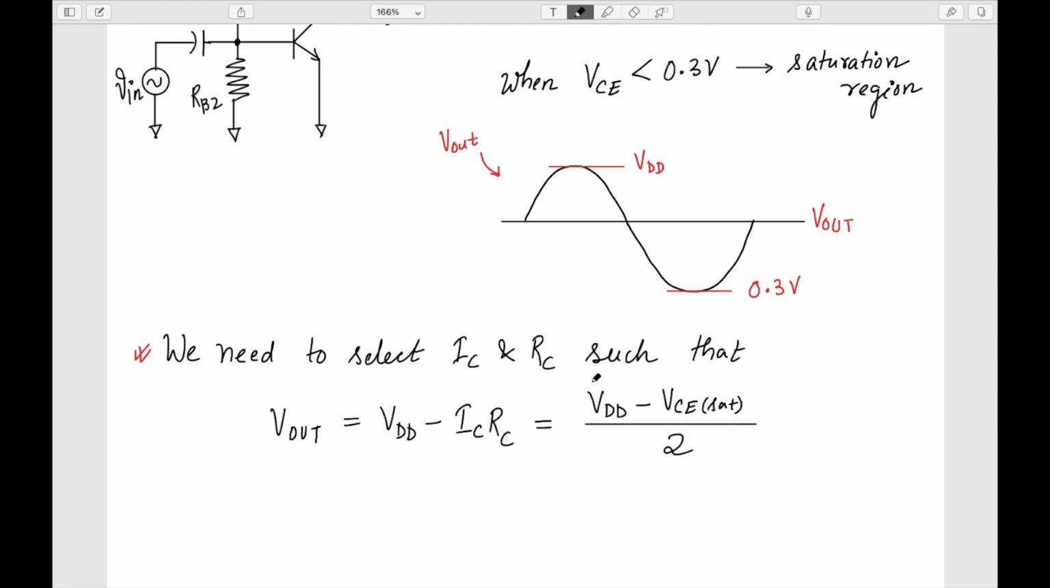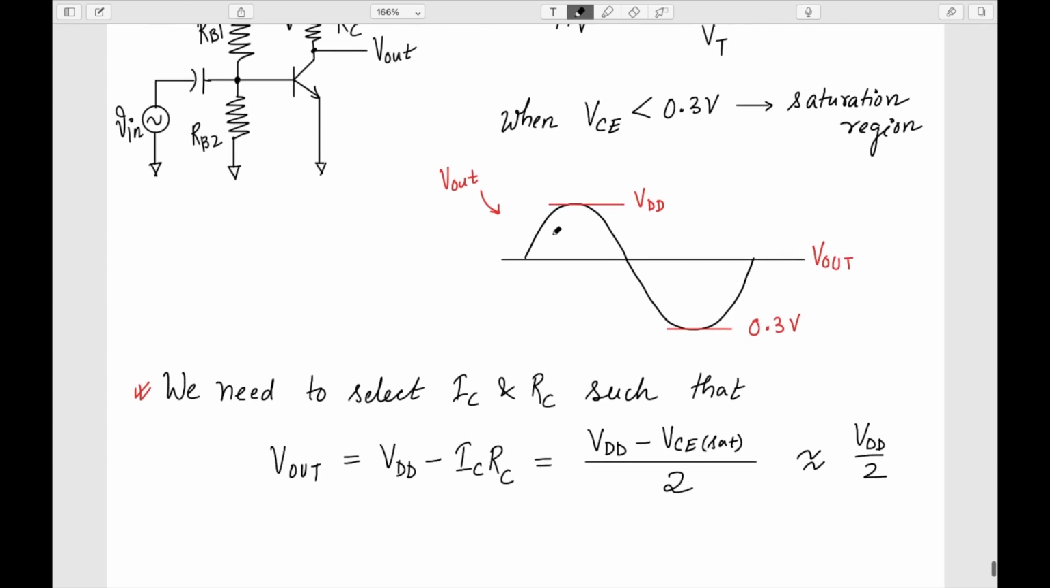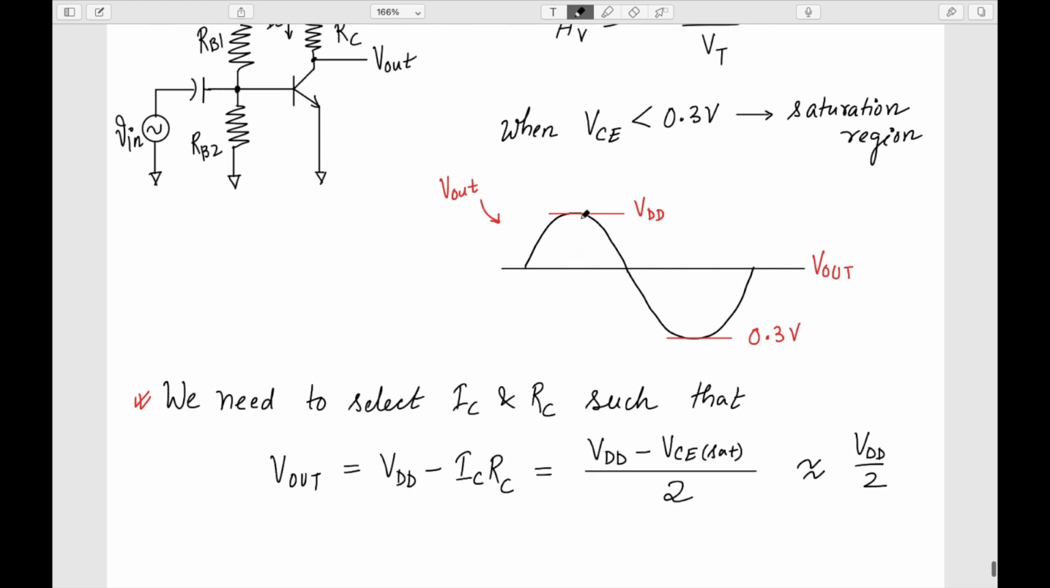So now maybe if the VDD is quite large, then VCE set by VDD maybe 10 volt, or generally it is 10 volt or 15 volt. So I can approximate it to be VDD by 2. Okay, so my V out should be lying around VDD by 2. So this restricts the value of the IC and RC, and in fact this restricts the value of the gain as well. So I should try to place this DC voltage close to VDD by 2.